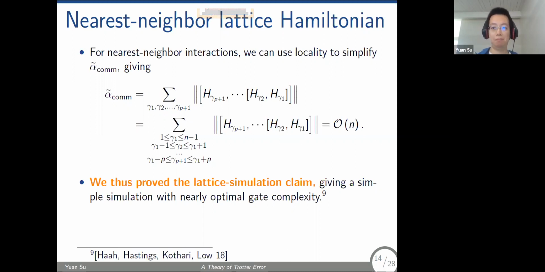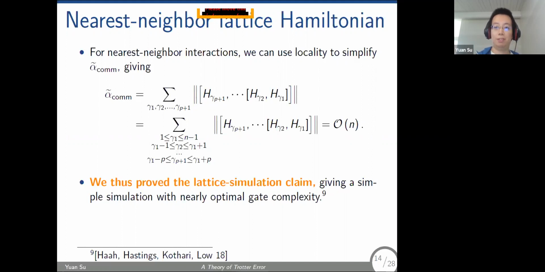So, following the standard arguments, you can work out the gate complexity of this product formula. And indeed, the gate complexity will be very close to n times t. So it justifies the previous claim. And combining with the previous lower bound, it also gives a simple, nearly optimal approach for simulating lattice Hamiltonians.